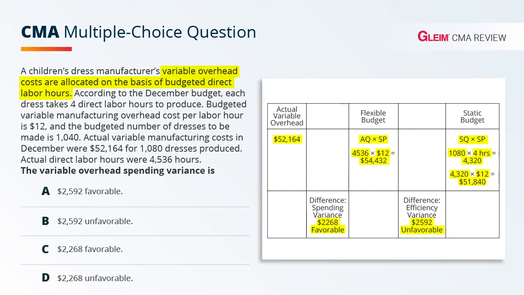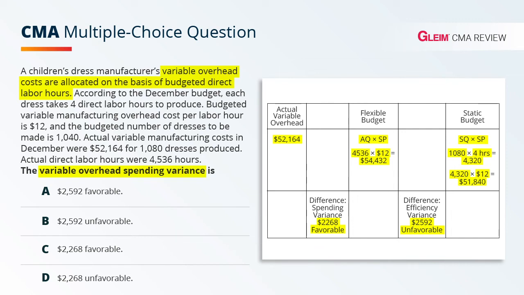Now let's take a look at the answer choices. Notice how tricky they are. Both of our answers, the 2,268 and the 2,592, are listed in the answer choices. Make sure that you don't make a simple mistake. Don't go through all the work on the CMA exam only to pick the wrong answer. The question was the variable overhead spending variance.